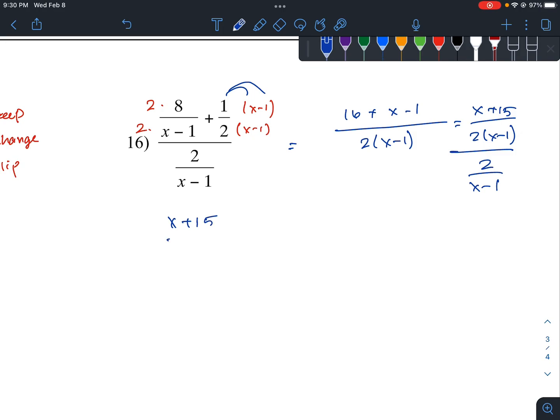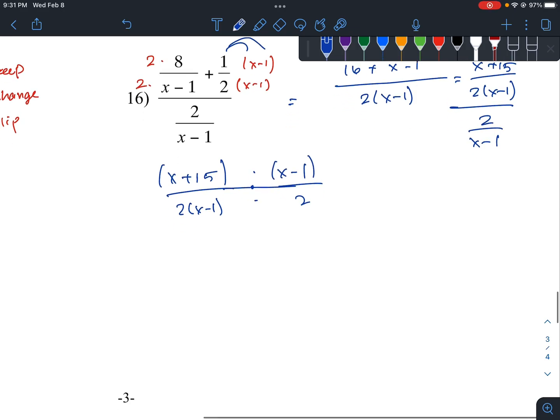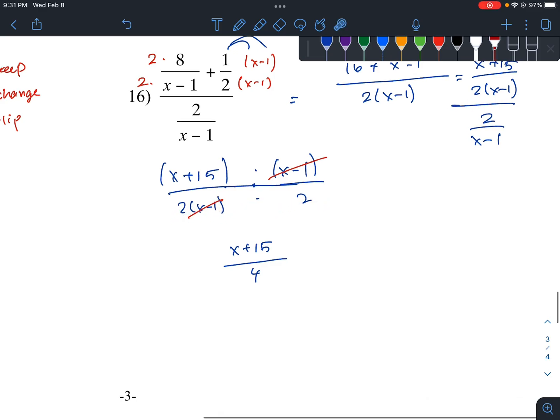So x plus 15 over 2 and x minus 1. Change the sign, flip the bottom, so x minus 1 divided by 2. Okay, and since it's multiplying now, let's just combine it. And I can cancel those out right there. So I have x plus 15 on top over 4, because those are going to multiply right there.